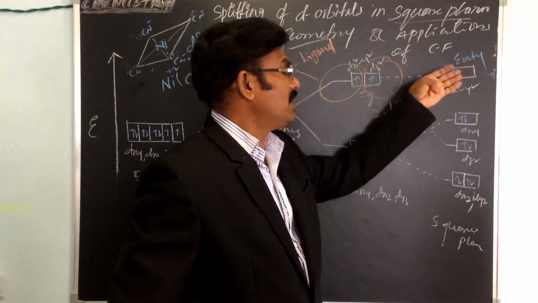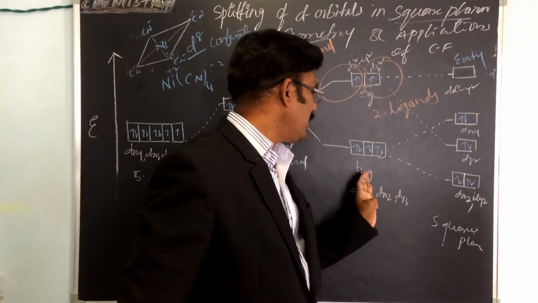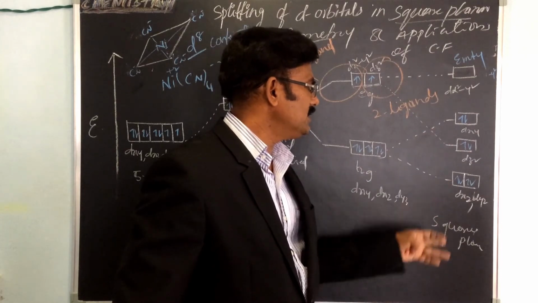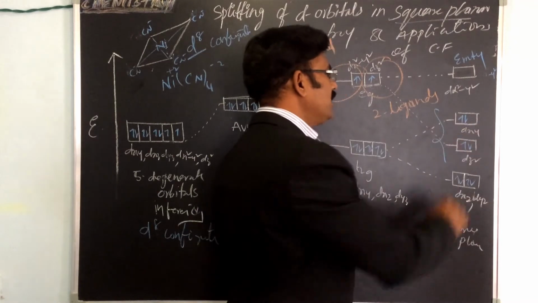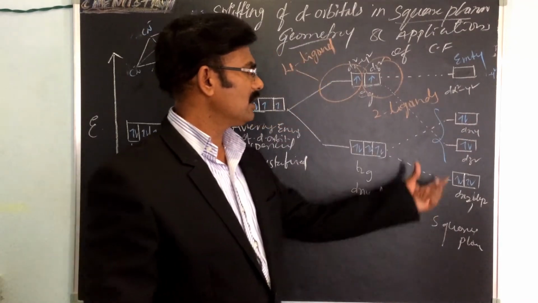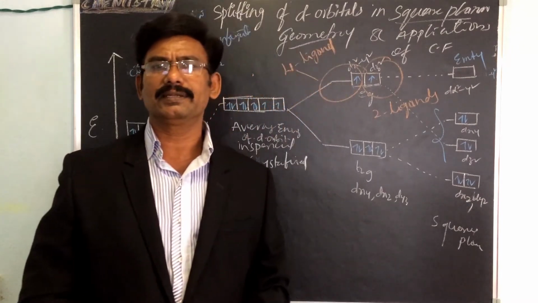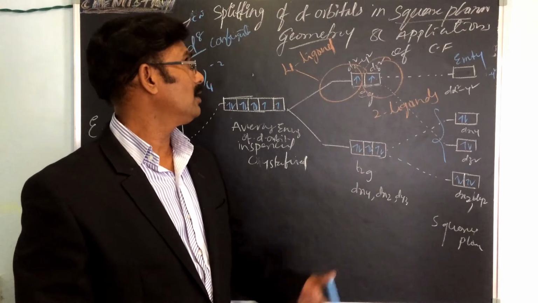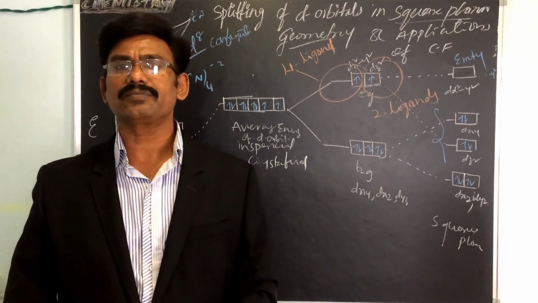And dx square minus y is empty, and here the t2g orbitals again split into dxy, dz square and dxz. Here, compared to these two, the dxy is raised more, higher than the dz square orbital. So this is the description of the d orbitals in square planar geometry.